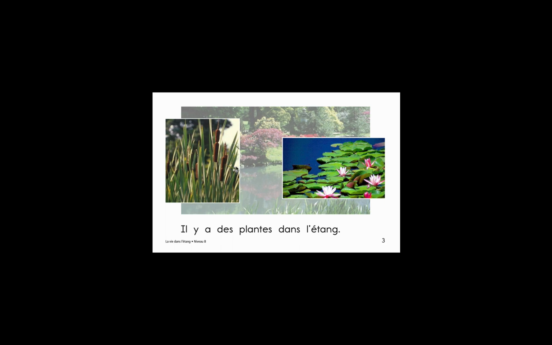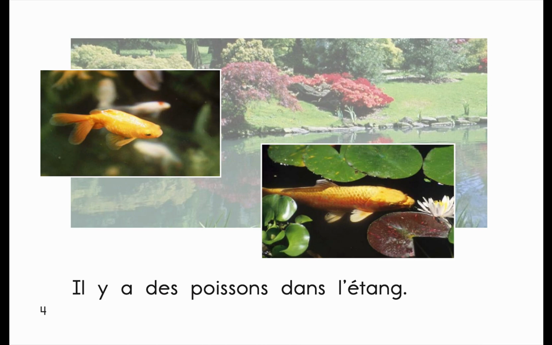Now we see two types of plants, right? We have the plants growing up through the water, and then we have the plants that float on the water or on the pond. Do you see anything else that you want to mention? Go ahead. Excellent job. Moving on.